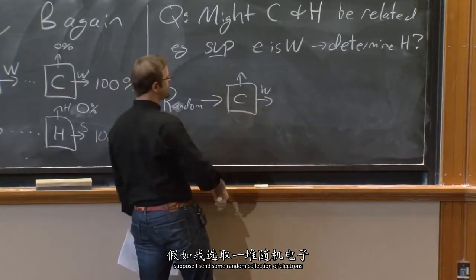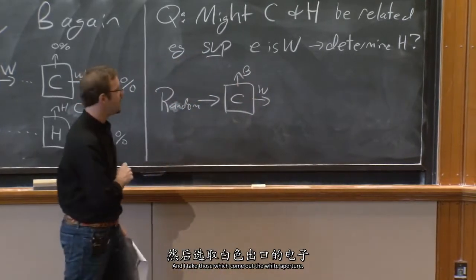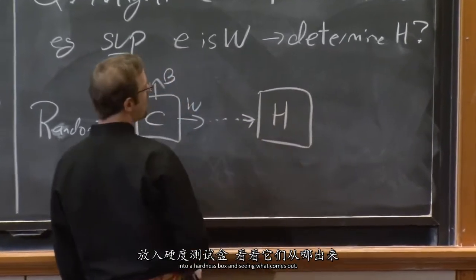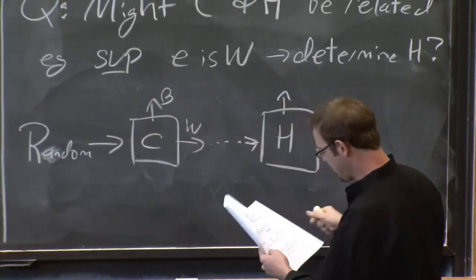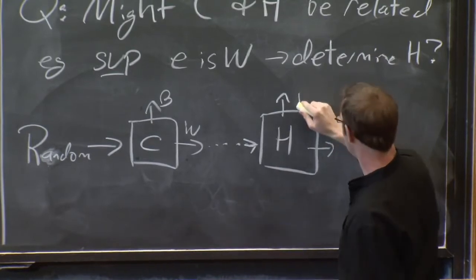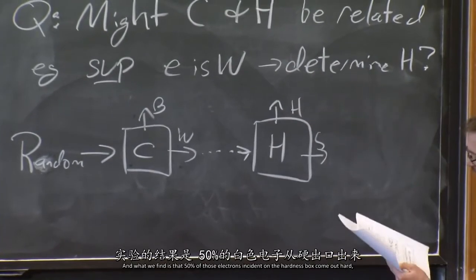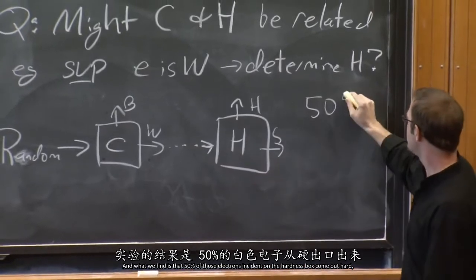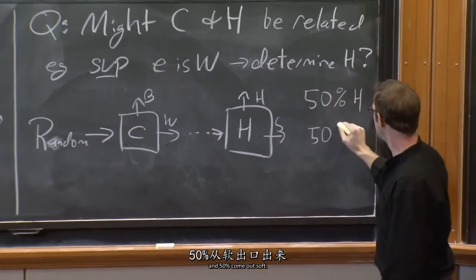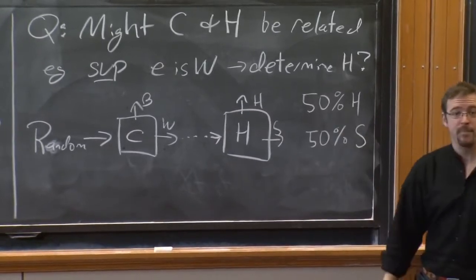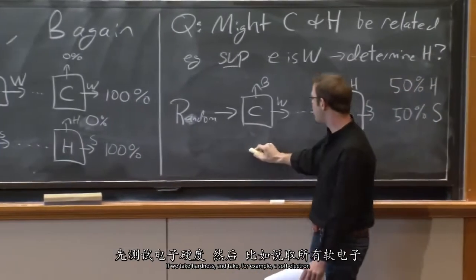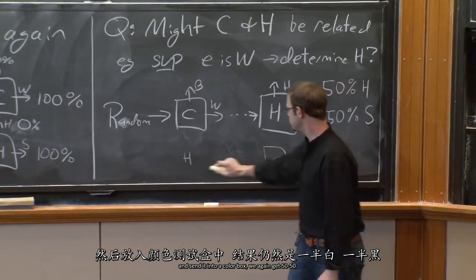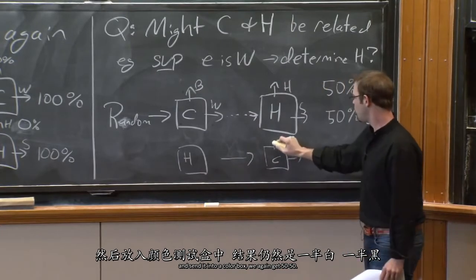Suppose I send some random collection of electrons into a color box, and I take those which come out the white aperture. And I want to know, does white determine hardness? So I can check by sending these white electrons into a hardness box and seeing what comes out. Hard, soft. And what we find is that 50% of those electrons incident on the hardness box come out hard, and 50% come out soft. Okay? And ditto if we reverse this. If we take a soft electron and send it into a color box, we again get 50-50.